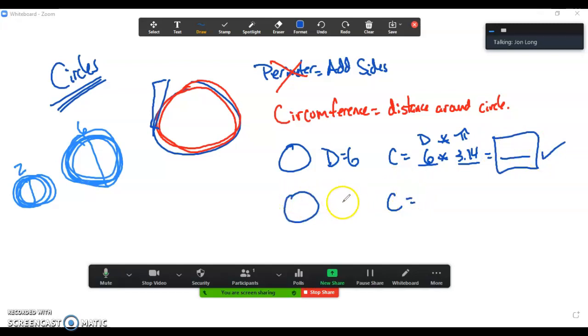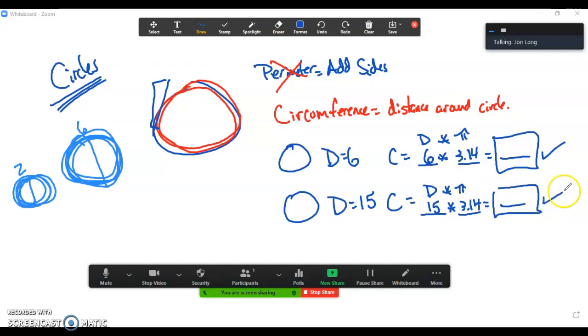All right, let's try this. Another circle, diameter is 15. What's the circumference? What's the distance around that circle? Diameter times pi. Okay, 15 times 3.14. Go ahead, pause, get an answer. Let's see if it's right. Simple enough.